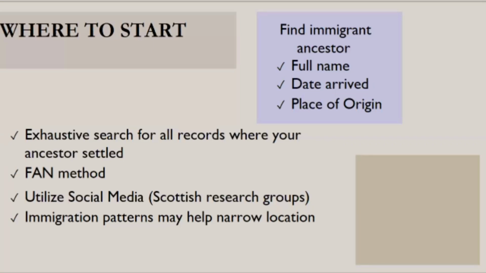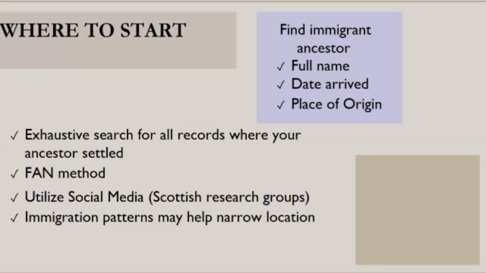So we start here in the US. We look for every record we could possibly find once we find that immigrant ancestor who immigrated to the US. We want to basically find out what his or her full name was, the date they arrived, and their place of origin. And you can find a lot of that information in certain documents, such as naturalization records. Some passenger lists, if they still survive, may have information on at least what county they came from.